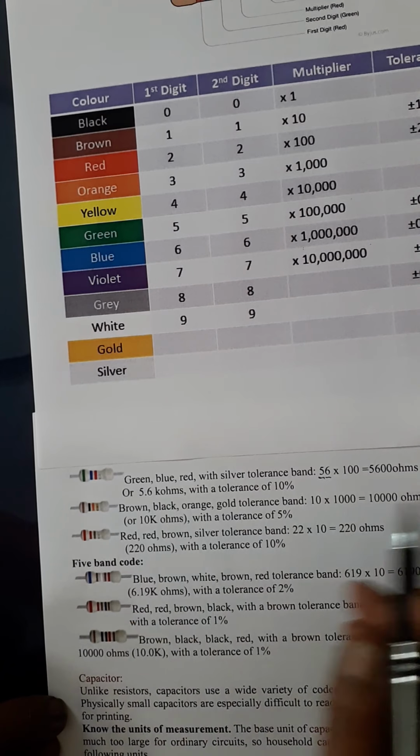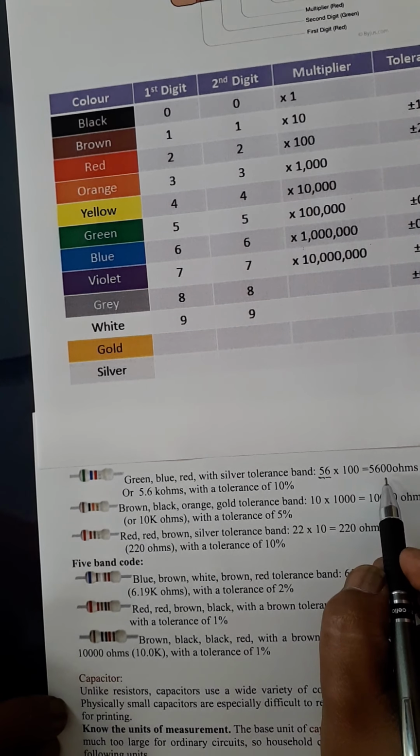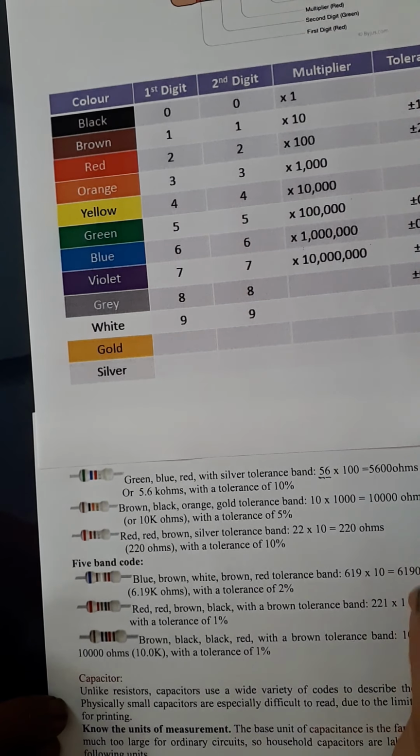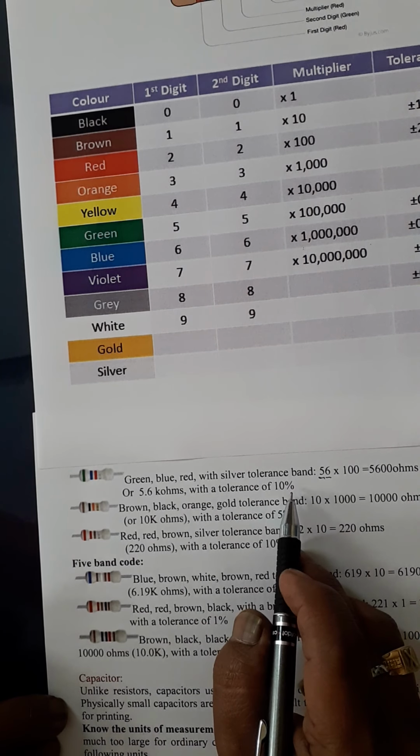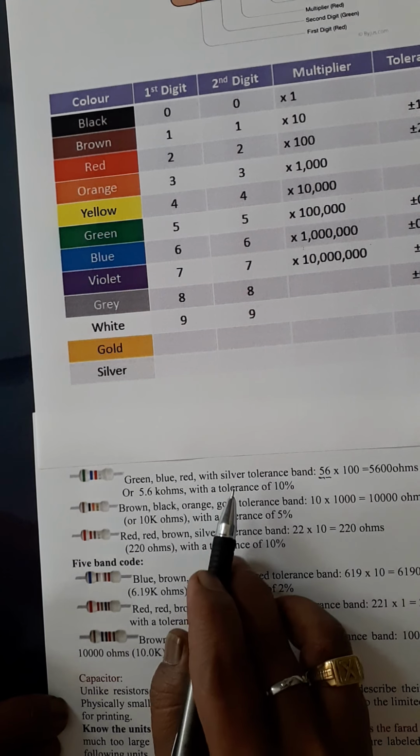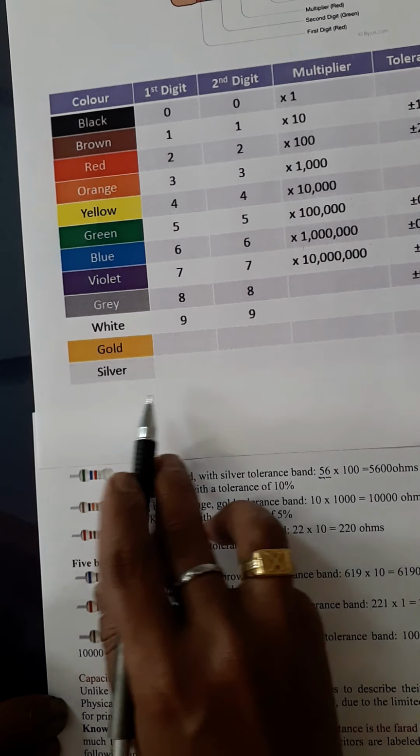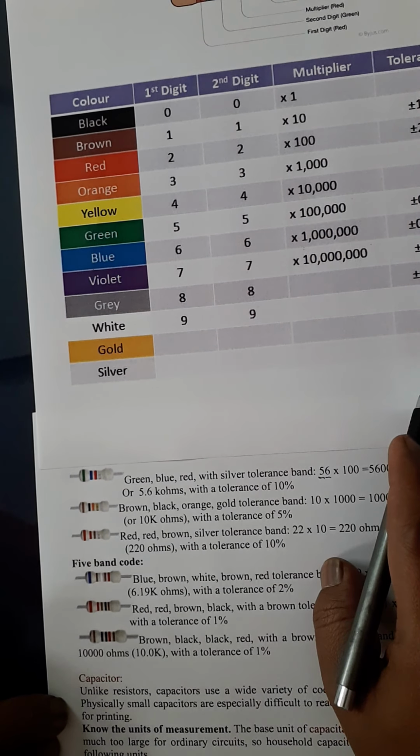As you know, 1000 is nothing but kilo ohms, with a tolerance of 10%, because the silver color represents the tolerance of 10%.